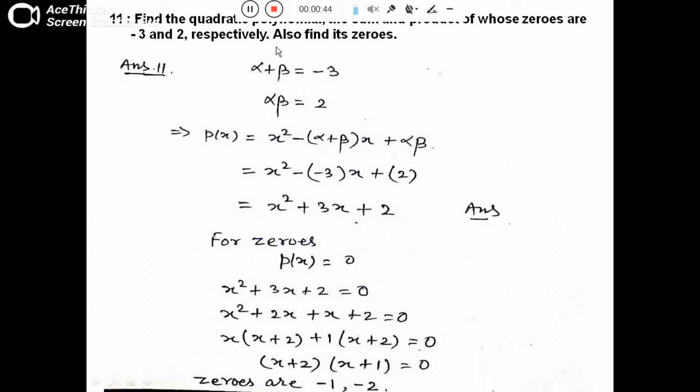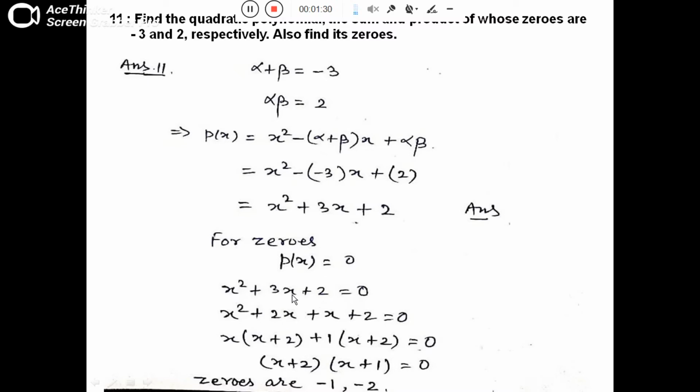Now in this question it is also asking, find its zeros, means the value of alpha and the value of beta. These are the zeros. We are going to find out the separate values of alpha and beta. So for this you have to take this polynomial p of x equals 0. It means this polynomial x square plus 3x plus 2 equals 0. Let us factorize it, and in the factors we will get the zeros of this polynomial.